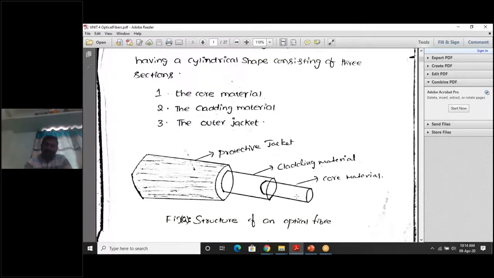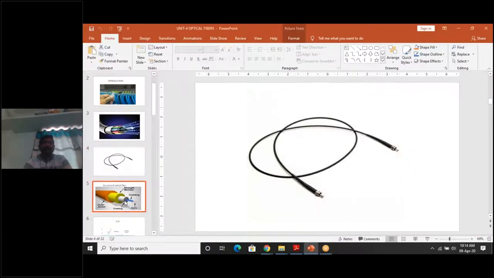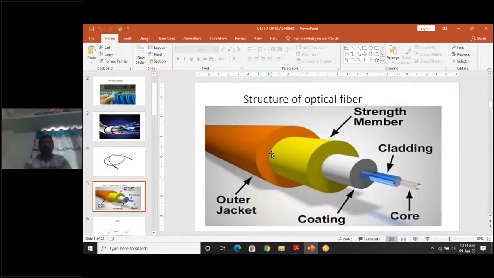It consists of three important parts. What are the three important parts? Core, cladding, protective jacket. So here I will show it elaborately. This is the overall optical fiber. Inside it, what does it consist of? It consists of three important parts. This is the core, a very, very important part.